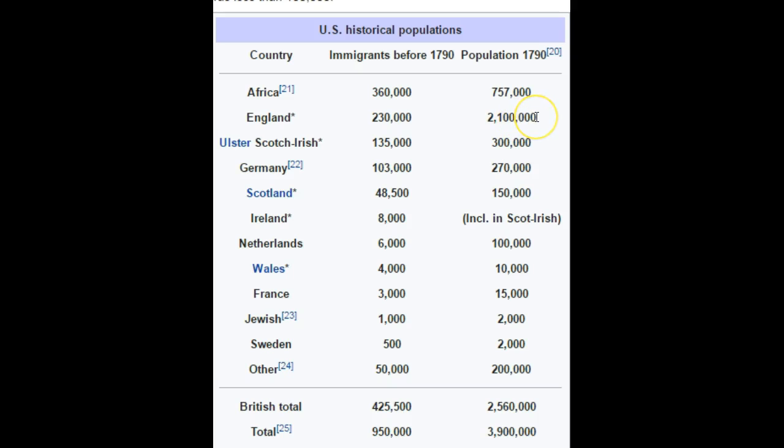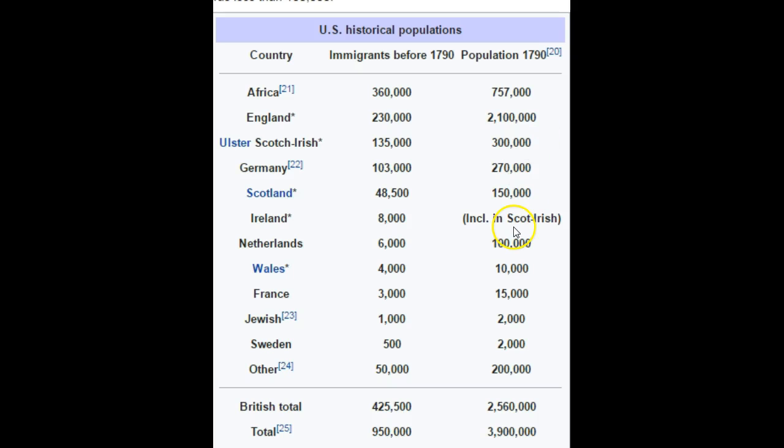I mean, excuse me, 2,100,000. I'm losing my mind here. So obviously England is the biggest group, of course. Well, it's their colonies that we had just become free. But look at this. Africa, 757,000. So 750,000 people in the United States were from Africa or descendant from Africans. That's astounding, given that they are by far the largest group otherwise.